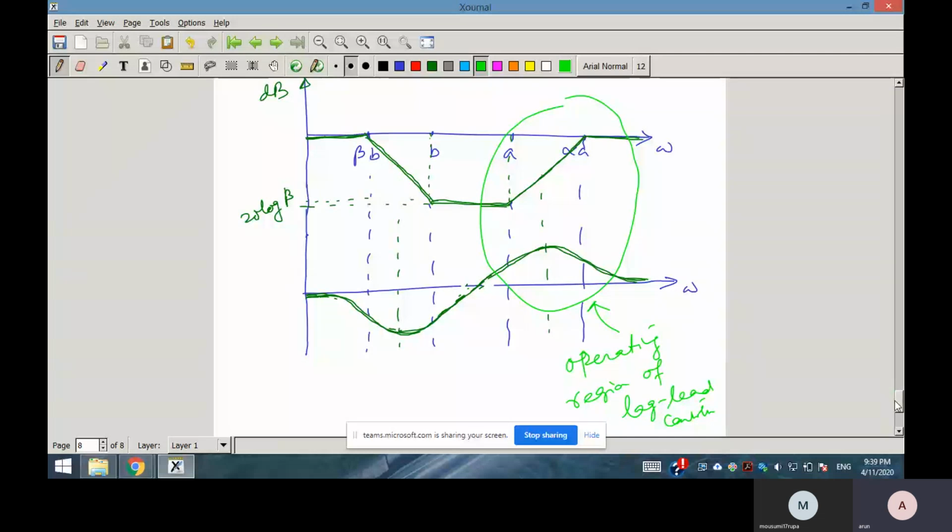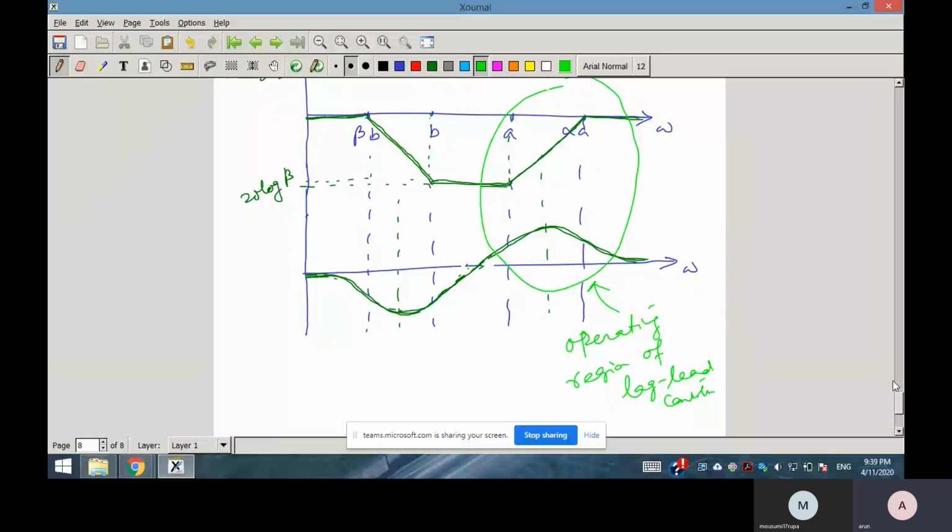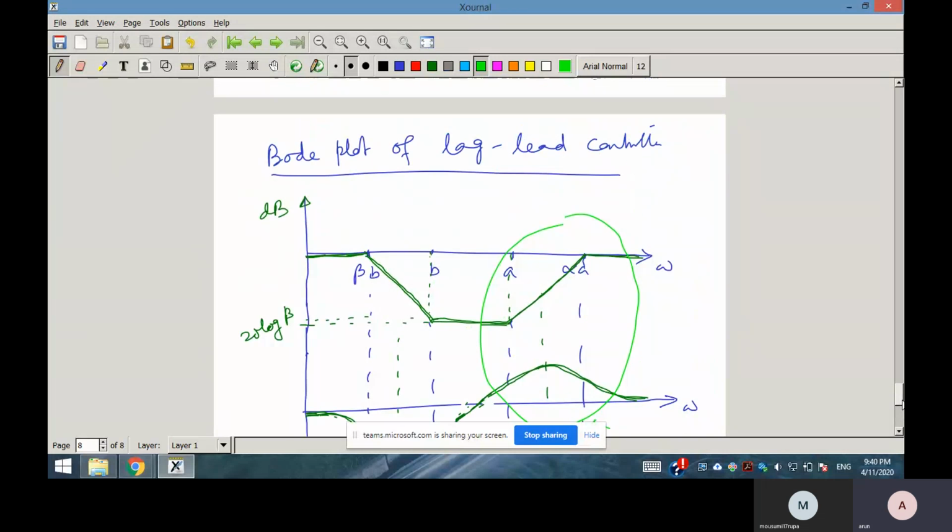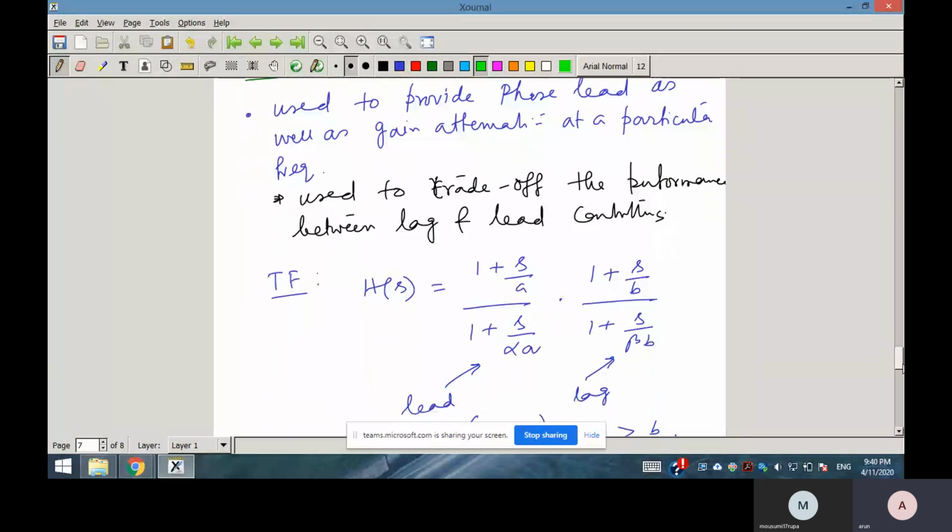Here the objective is to obtain phase lead as well as gain attenuation. For that, the lag part should come first, then the lead part. That's why the controller name is lag-lead, not lead-lag. Naming doesn't matter, but strictly, in the Bode magnitude plot, the lag part should appear first, then the lead part. That means B should be less than A. This is the reason, and it is a very important thing. So the lag-lead controller is used to trade off the performance of lag and lead controllers.